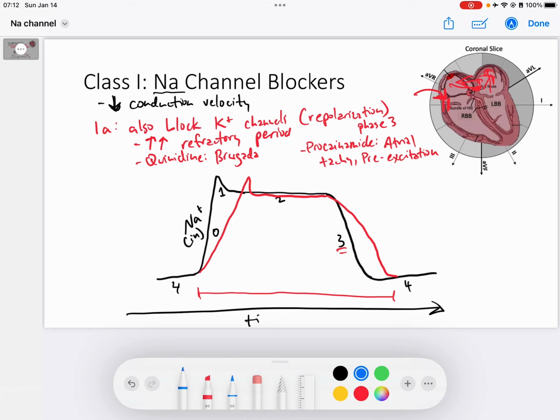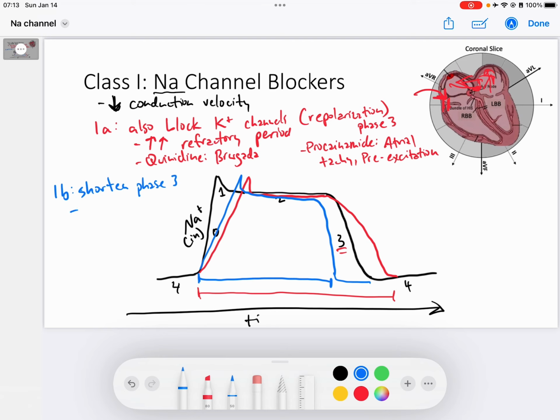Next, we're going to talk about class 1B. These ones are sodium channel blockers as well, but they actually shorten phase 3, which is our repolarization. And they're modest depressors of phase 0, so they don't depress phase 0 as much as our 1A agents. So we'll get an increase in our action potential like normal, and then it actually shortens phase 3, and then it returns back to its baseline. So if you notice, our refractory period is actually shorter in this case. And so it decreases our refractory period.